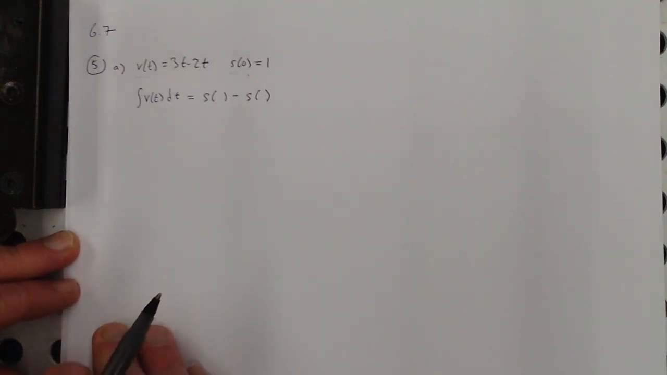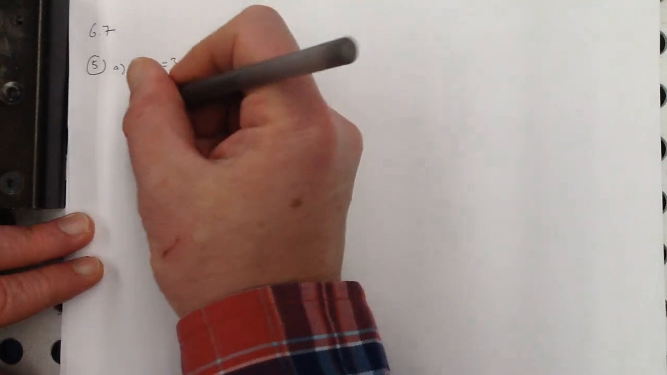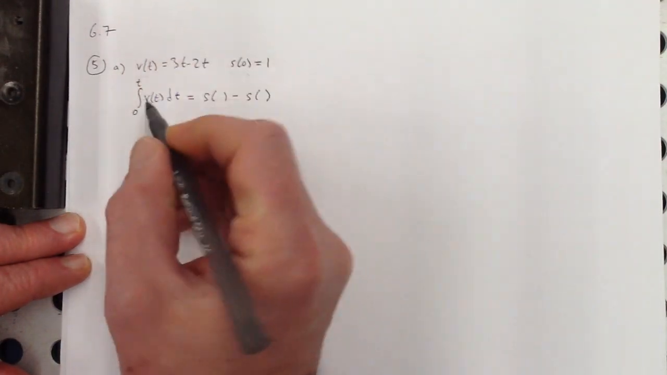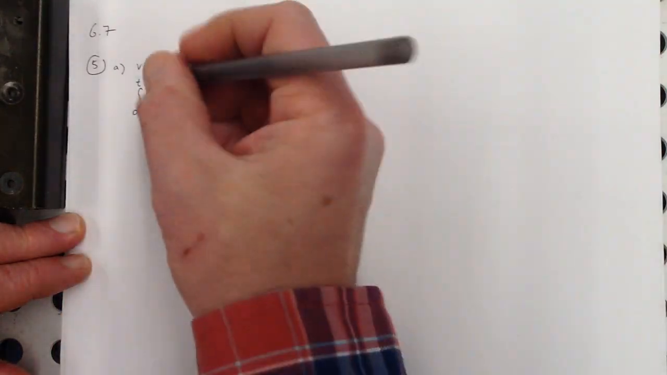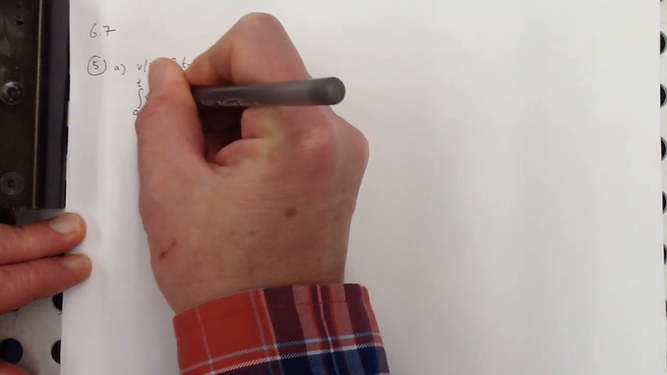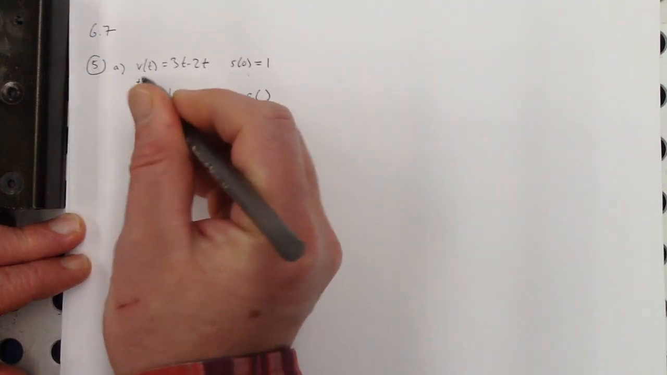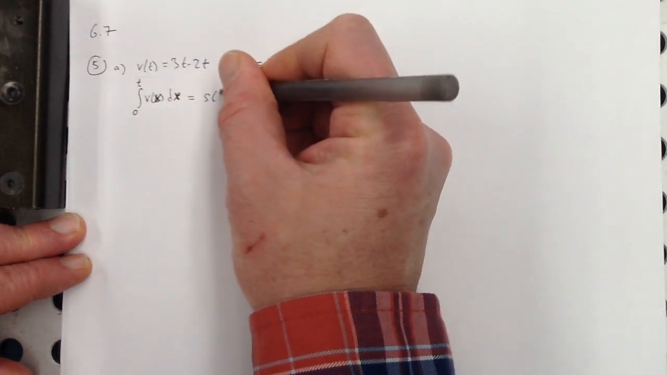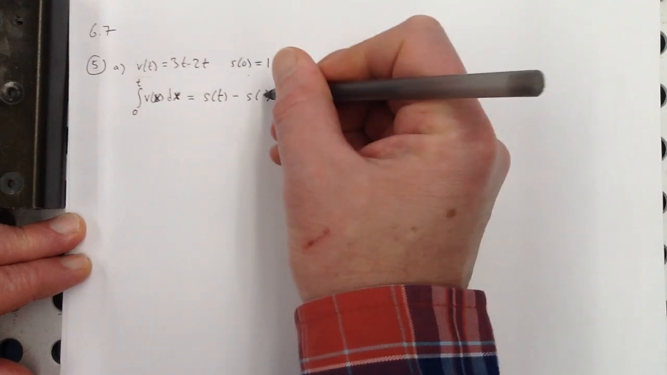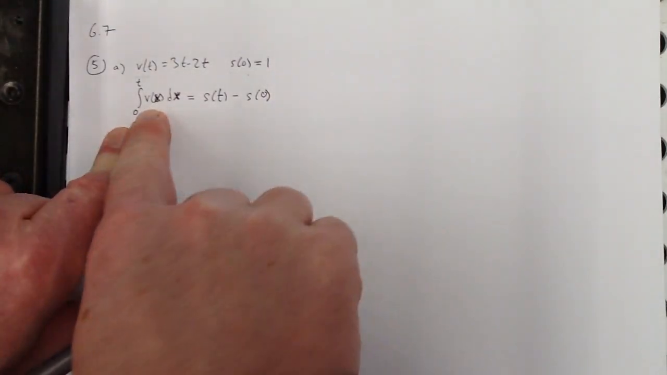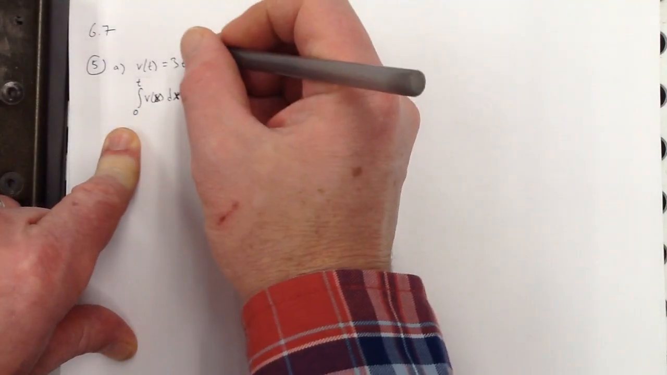Well, I'm just trying to find the position function. So I'm going to go from 0 to t, but then there's that annoying thing where you're not supposed to use the same variable. So I'll just make these ones x's. I really want this one to be a t, right? Because I'm looking for s of t minus s of 0.